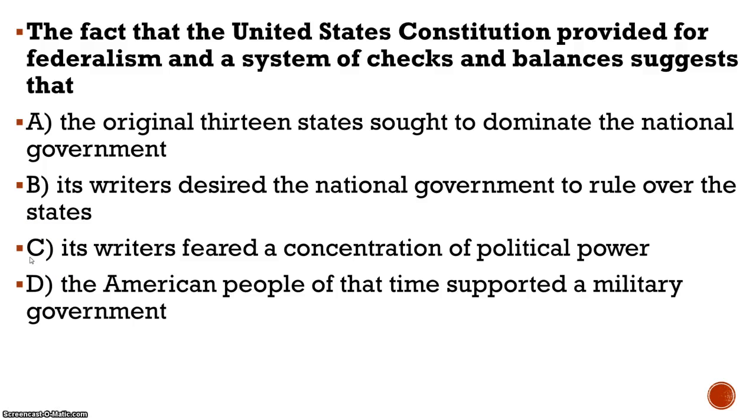Now, we know that it can't be A, because the original 13 states sought to dominate the national government. It didn't work out. The states can't have all the power. That was the Articles. It didn't work. B, the writers desired the national government to rule over the states. No, it's not like they just wanted this all-powerful thing. They wanted it to be balanced. That's why they made checks and balances. And then D, the American people of that time supported a military government. They definitely didn't. We didn't want to be controlled by our own military. That doesn't even make sense.